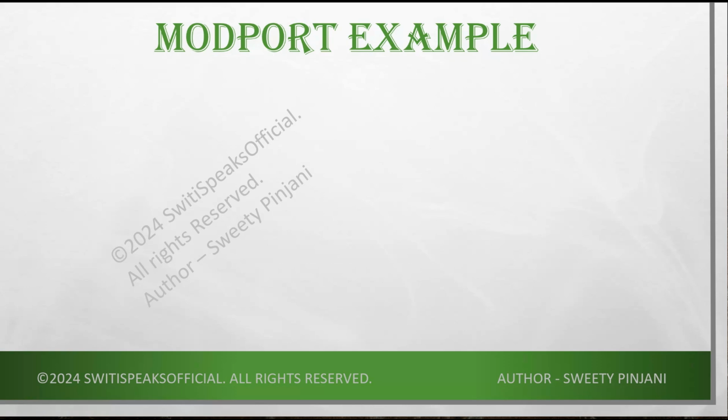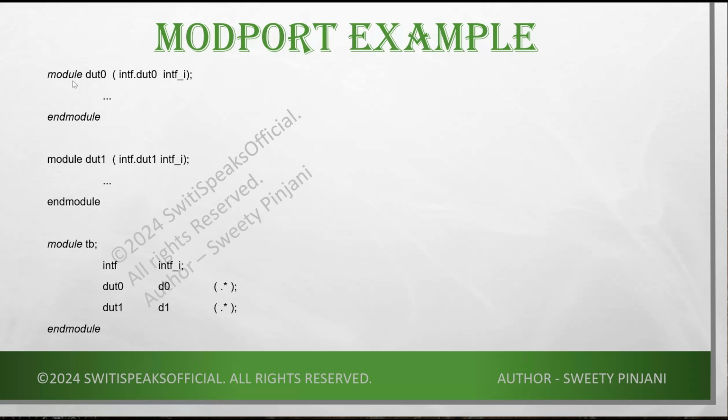Let's see one more example. Here I have a module DUT0, in which I am passing intf.dut0. If you remember, we had seen DUT0 was one of the Modports of my interface intf, and the name of the instance is intf_i. Similarly, I have a module DUT1 in which I am passing a different Modport, intf.dut1. Both these will have different directions of your interface ports.